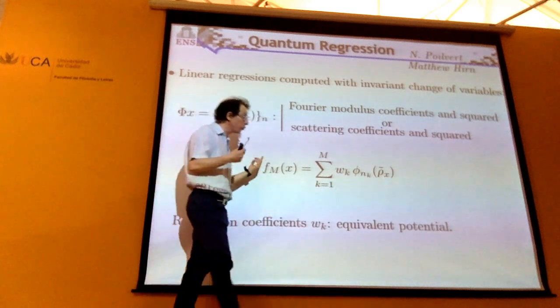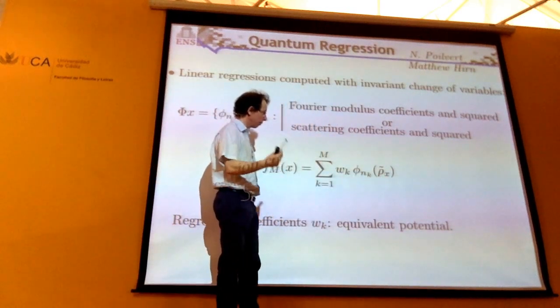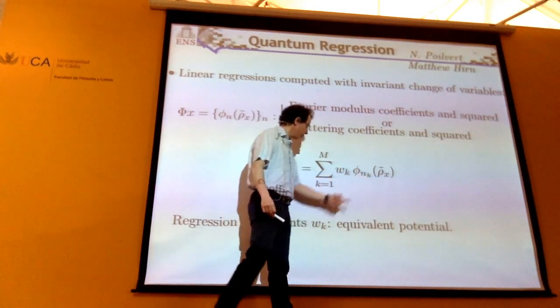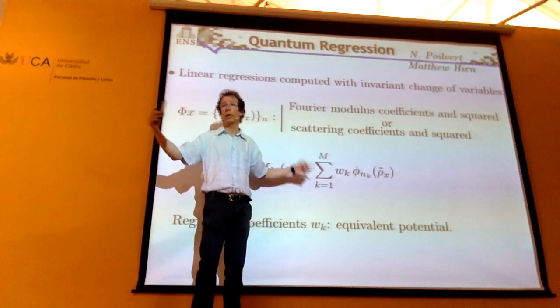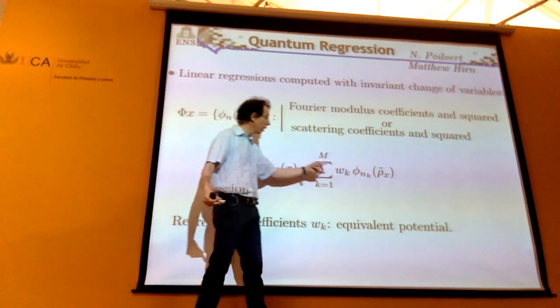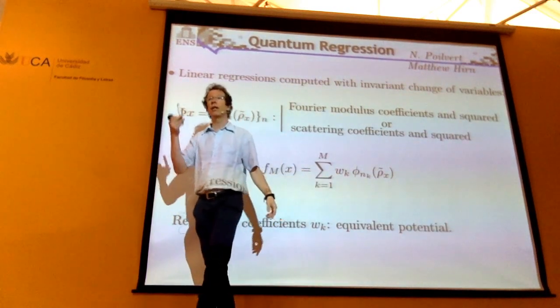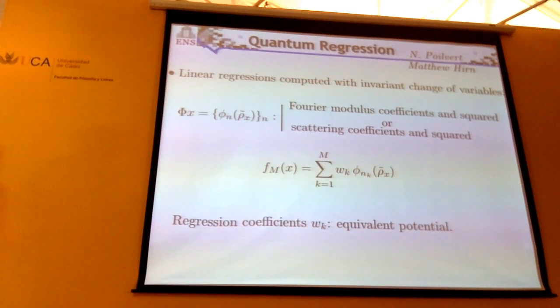So we are going to do sparse regression with a kind of L1 regression. We want to have something as sparse as possible. We are going to make it with M coefficients, and we'll see what happens when M increases. What are the w_k? In physics, this would be called the equivalent potential. It's the linear combination of the energy. These are the weights, and the physics is there, learning these weights.